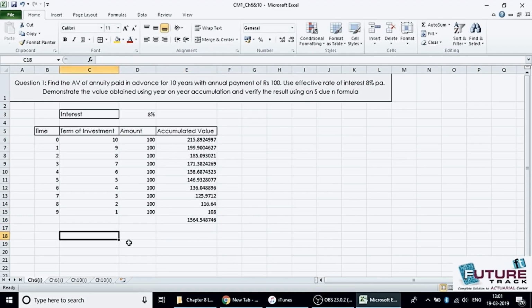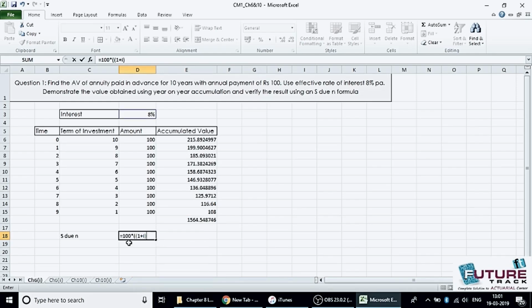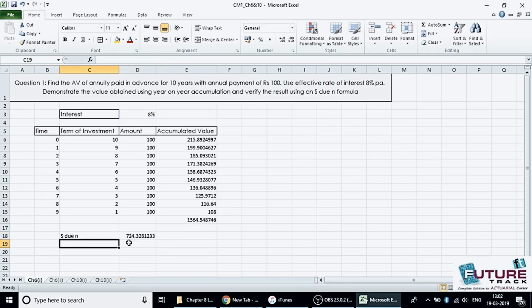Let's take the formula for annuity due. It is equivalent to 100 into numerator 1 plus I raised to power, how many years? It is for 10 years, minus 1, bracket close, divided by I. Denominator, please put the bracket I divided by 1 plus I. This is the formula we have done. So let's check using this.